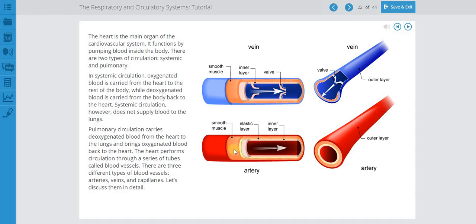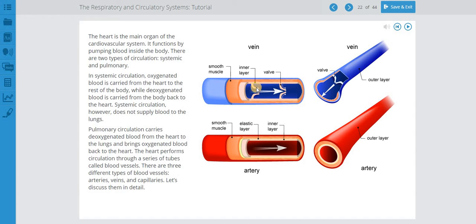Arteries go away from the heart. They carry blood away from the heart. They're usually oxygen rich. Now they're drawn here as red and blue, but please, please, please do not think that oxygenated blood is red and low oxygen blood is blue. It is not. Blood is always red. It's very bright red when it's full of oxygen, and it's more of a maroon when it's low on oxygen, but it does not ever become blue.